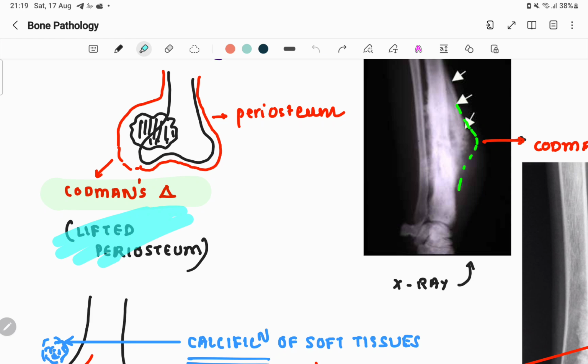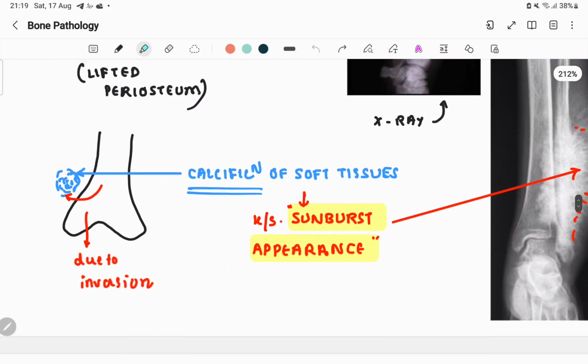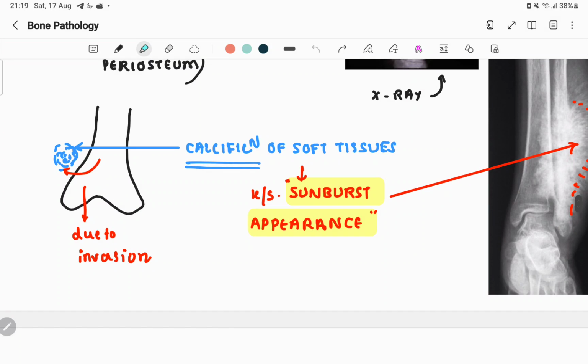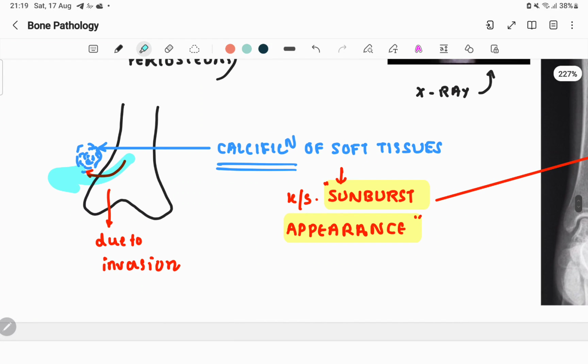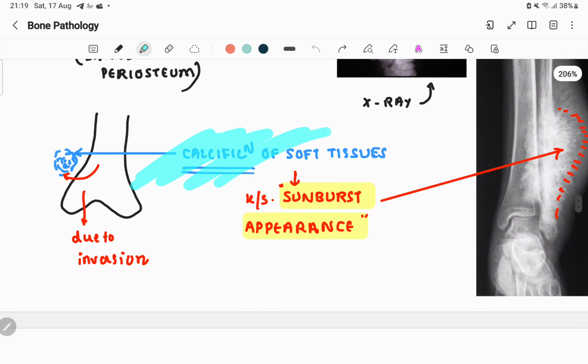That is lifted periosteum. This lifted periosteum is called the Codman's triangle. Understood? Okay. Then this tumor may invade the soft tissues. When it invades the soft tissues, due to invasion, there may be a calcification of soft tissues. Which type of calcification will be present? Dystrophic calcification. Yes, because it is due to an injury.